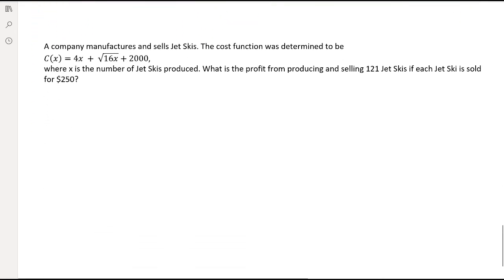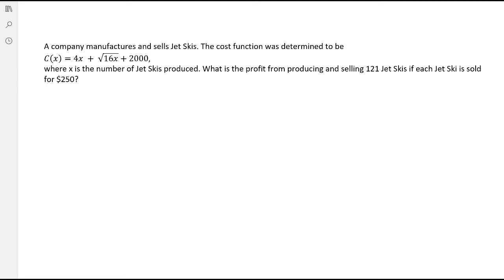All right, so a company manufactures and sells jet skis. So the cost function is weird here. This is not a linear cost function. So we have 4x plus the square root of 16x plus 2,000, where x is the number of jet skis produced. They want us to figure out what is the profit from producing and selling 121 jet skis if each jet ski is sold for $250. Okay. So we're going to proceed the same way as before.